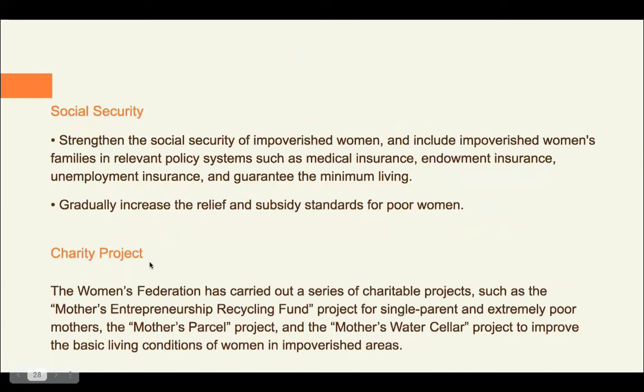Next, let's talk about social security. Firstly, strengthen the social security of impoverished women and include impoverished women's families in relevant policy systems such as medical insurance, endowment insurance, and unemployment insurance, and guarantee the minimum living. Next, gradually increase relief and subsidy standards for poor women.